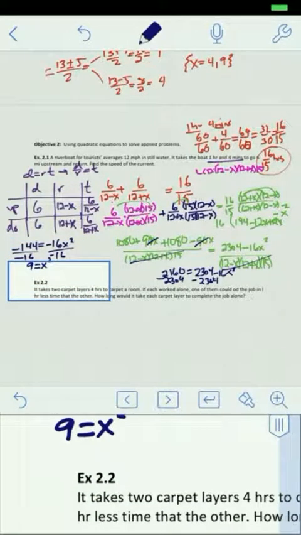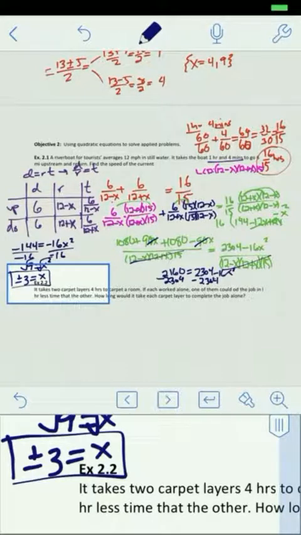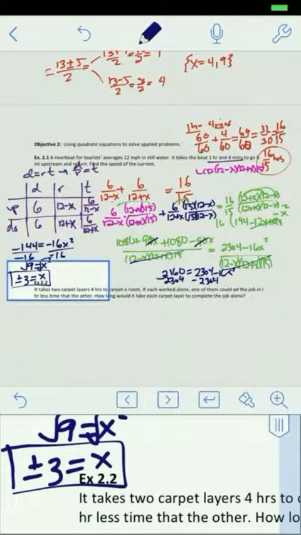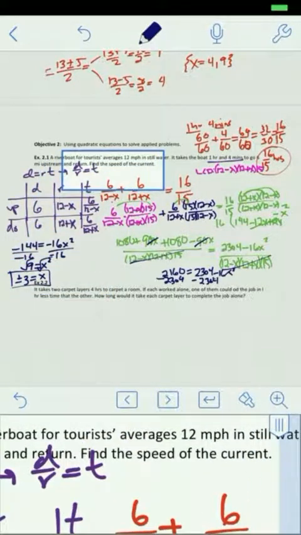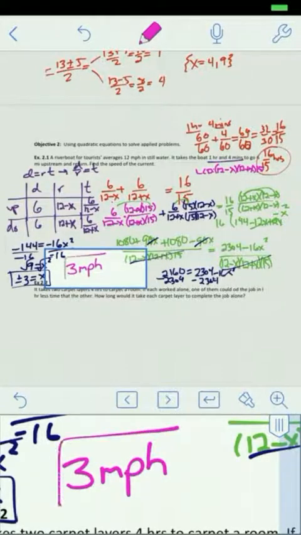Now we do square root property. Plus or minus 3 is equal to x, right? Square root, square root. And so our solution is plus or minus 3. However, now we need to translate back which one's the only one that makes sense as a speed or a current. That would be the positive version. So this would be 3 miles per hour is our final answer.